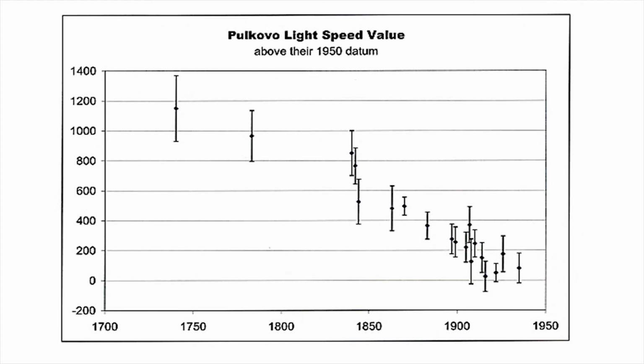The bars you see on either side of the dots on the graph show that there might be an error extending that far to either side of the measurement. These are called error bars. But even if all the possible errors are considered, the speed of light is still measured as decreasing.